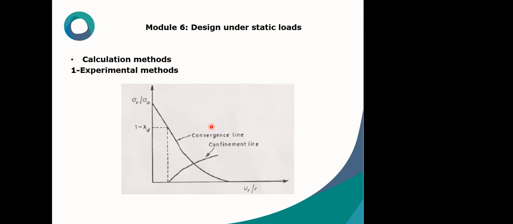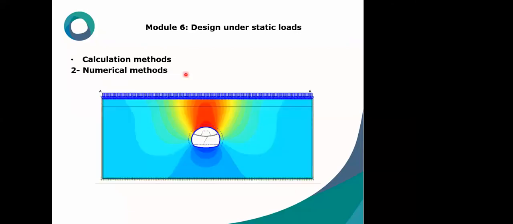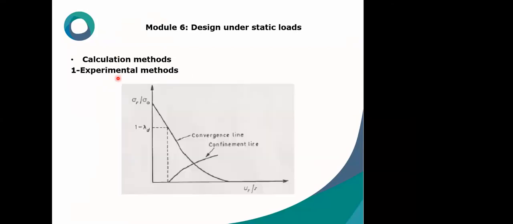And module 6, design under static loads. The calculation method can be divided into two groups: experimental methods and numerical methods. Experimental methods can also be called simple methods or closed form methods. And the convergence and confinement method is a common method which simply considers soil structure interactions.